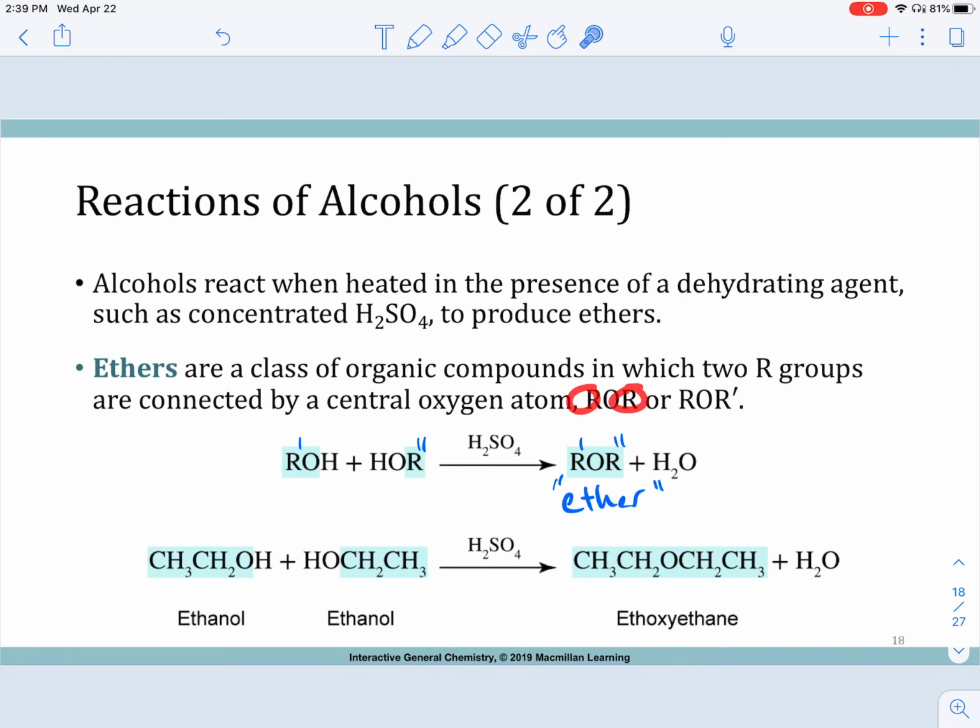These don't have to be the same. For example, this is taking 2 molecules of ethanol, reacting with acid to get ethoxyethane. This is a new ether. We've got an ethyl group attached to an oxygen, and on the other side you have an ethyl group. Again, you could react ethanol and methanol together if you wanted to, HOCH3, for example, and you would get an ether.